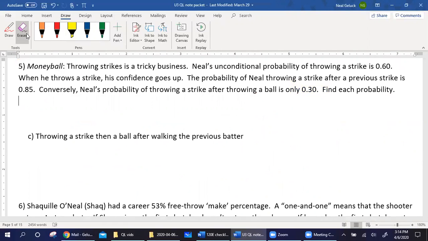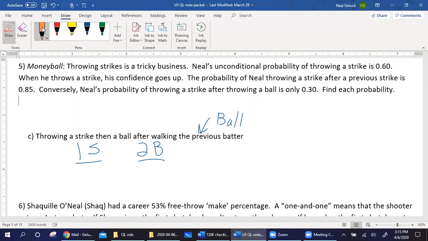So throwing a strike and then a ball. All right, so first pitch, strike, second pitch, ball, after walking the previous batter. So walking the previous batter means that the last pitch I threw was a ball. So now I do have info.